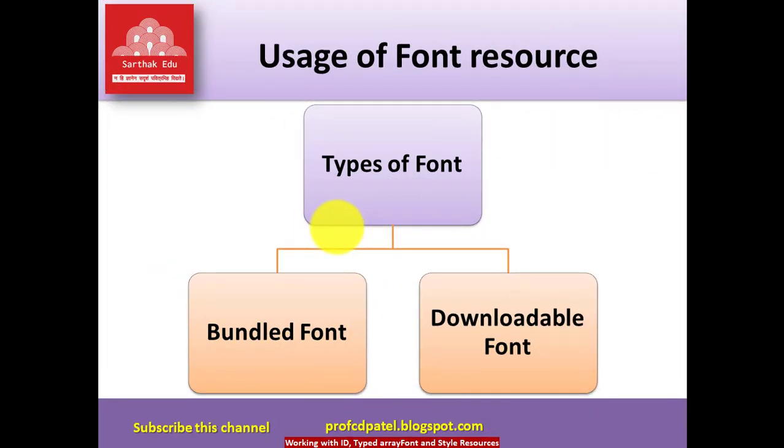As we already said, the types of fonts are divided into two categories: the first one is bundled font and the second one is downloadable font. A bundled font is stored as a resource in the application, and you can access these fonts with the help of the font resource type. A downloadable font is defined using a custom font that you can use in your applications, and this font is not available in the application itself. Instead, the font is retrieved from a font provider.